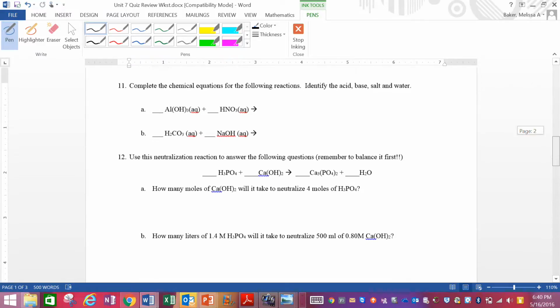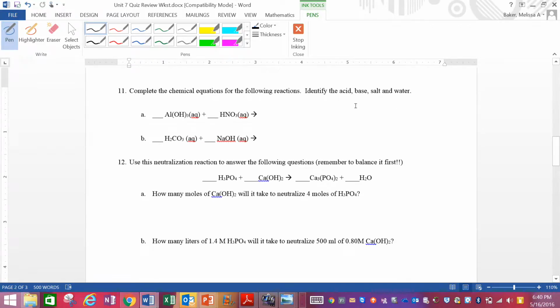Number 11, some practice with neutralization equations. Identify the acid, base, salt, and water. Well, I can see in this first one here that we've got a hydroxide, so this is a base. This one starts with an H, so it's an acid.